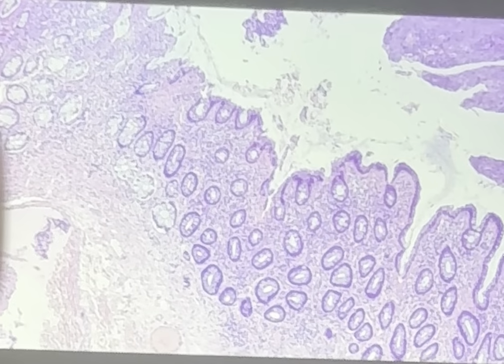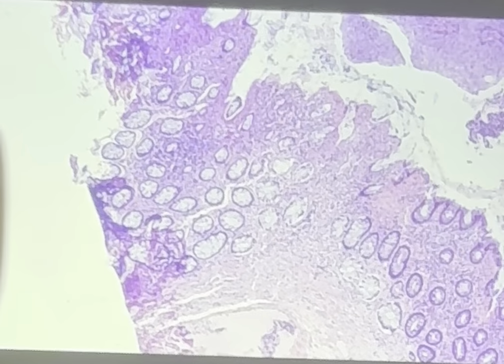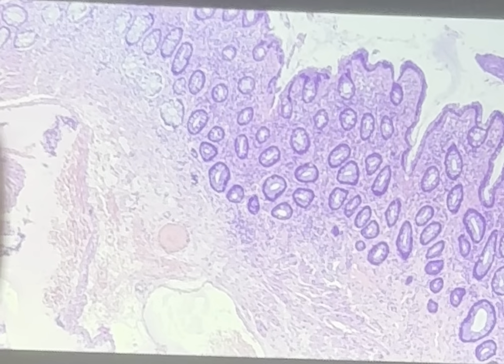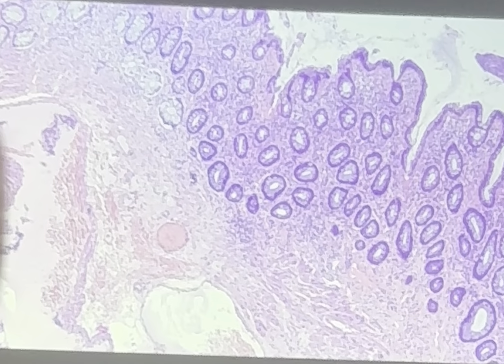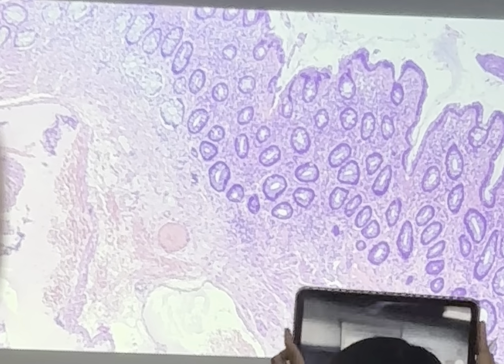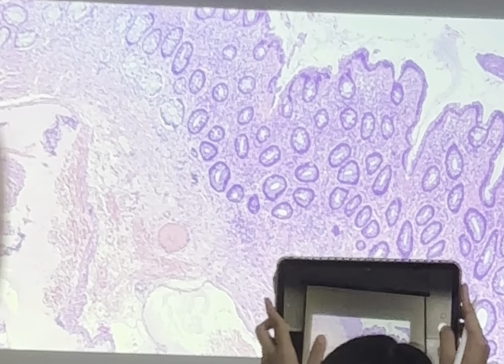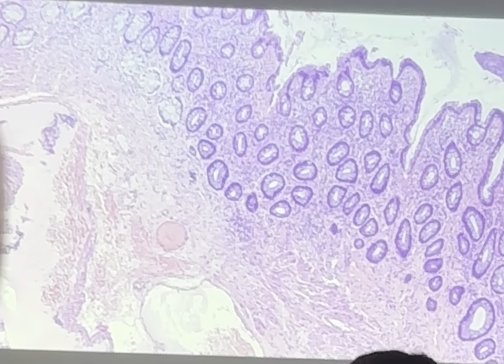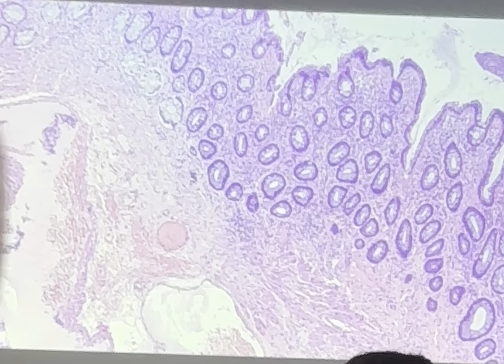Okay, so what organ do you think this is? Close, because it looks like the colon. This is actually the anus. This is the anus, because the proximal portion of the anus is the same as the colon. They have columnar epithelium, but then it becomes stratified squamous as it goes towards the skin, right?